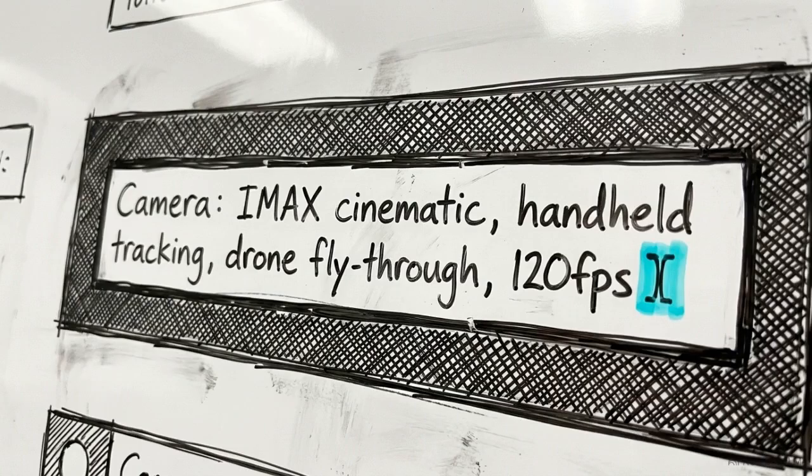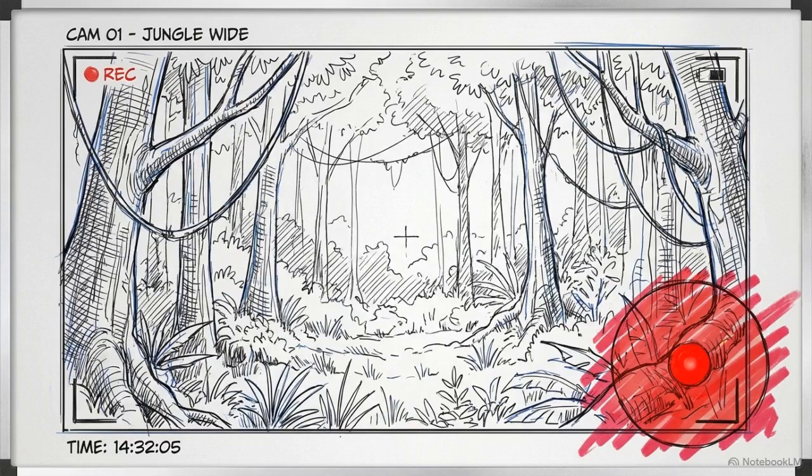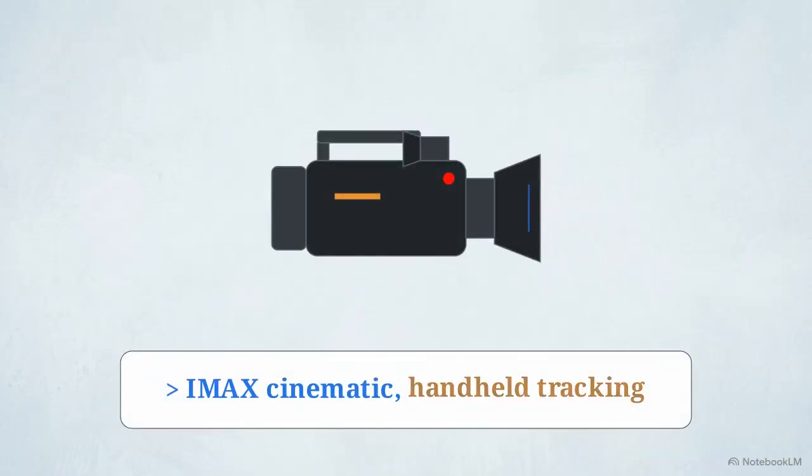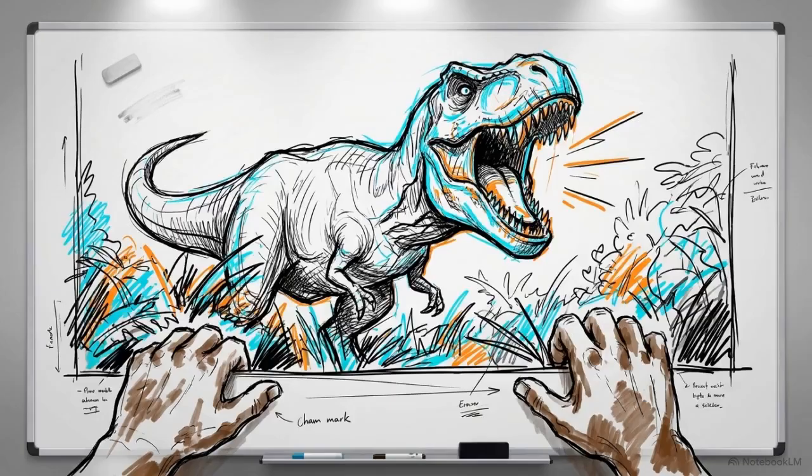The final procedural step is appending physical camera operating instructions to the very end of your prompt data. If you leave this out, the engine defaults to a locked-off, static shot. By typing IMAX cinematic and handheld tracking, you force the frame to move and shake with the impact, placing the viewer directly inside the fight.